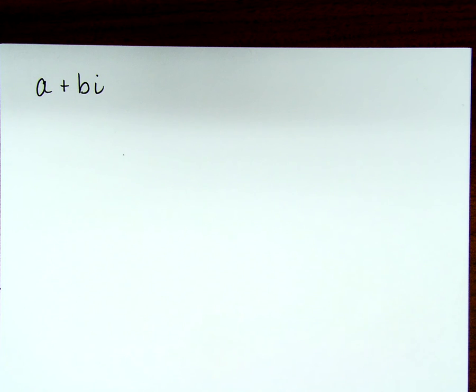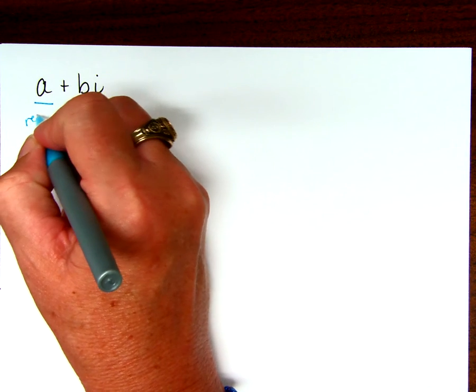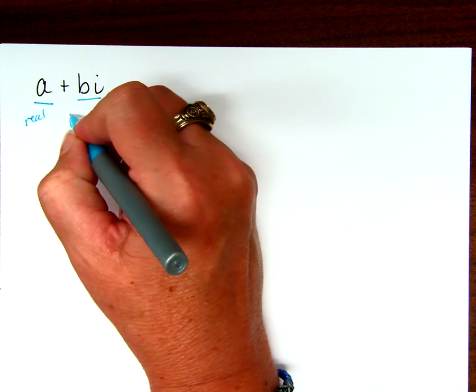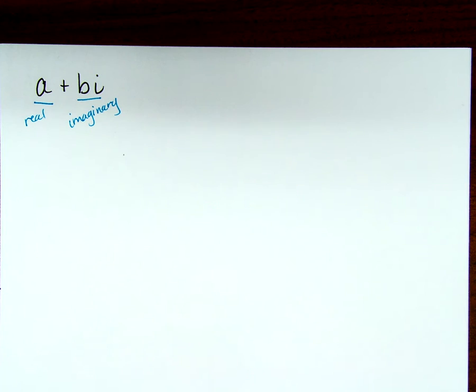Why is that considered a complex number? Well, it has two parts, right? It has a real part and it has an imaginary part. Okay? Do you remember that?